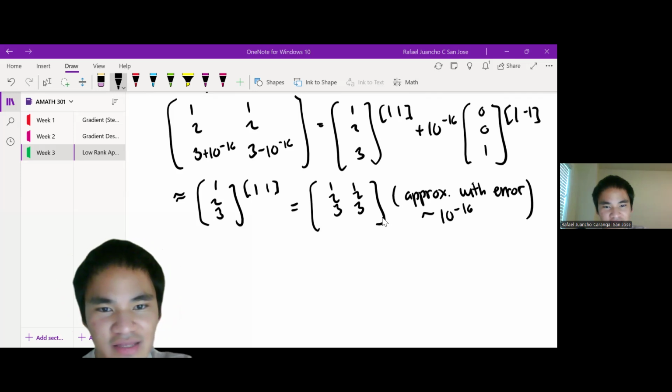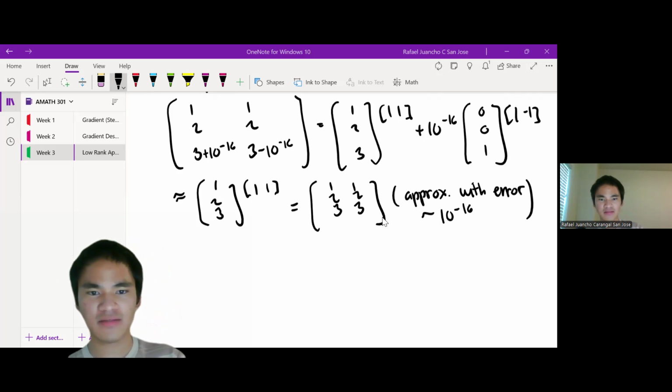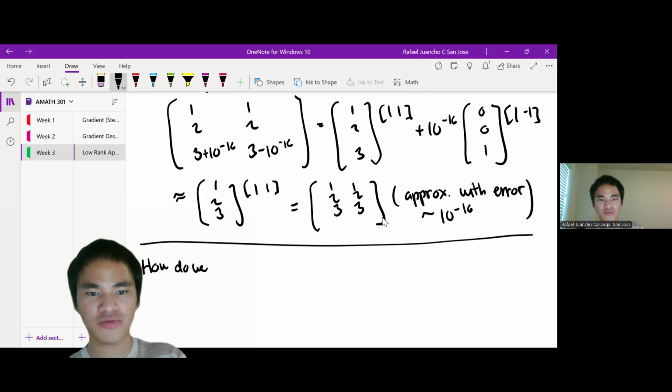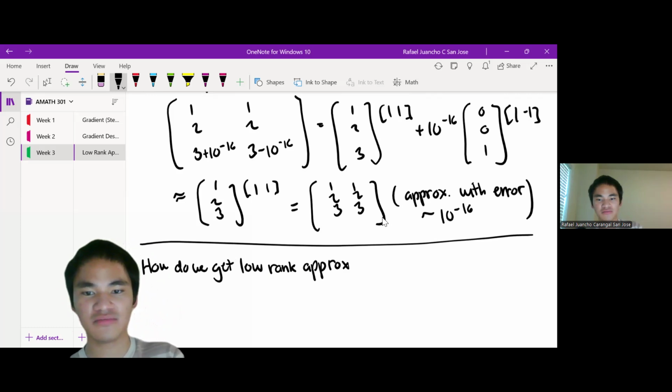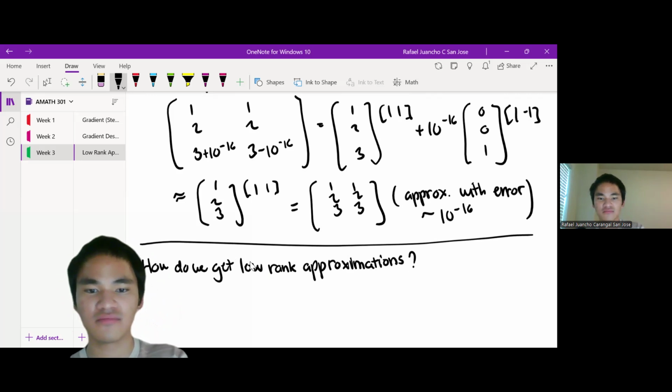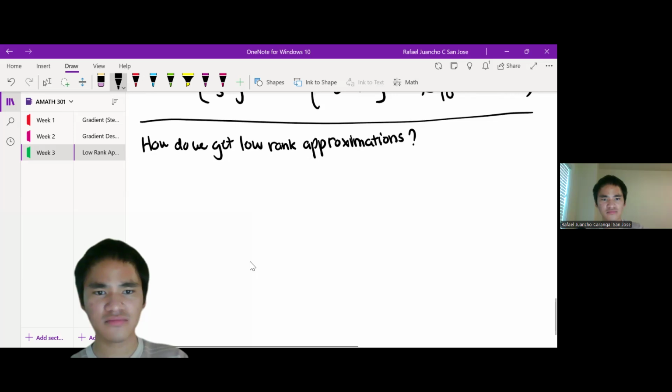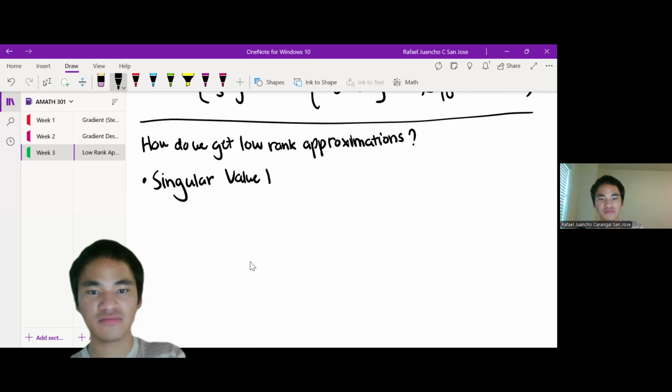Now, how do we get these low rank approximations? That's the next question. Also because it's faster, it's one of the reasons. Well, one of the techniques that we could use is SVD, or singular value decomposition.